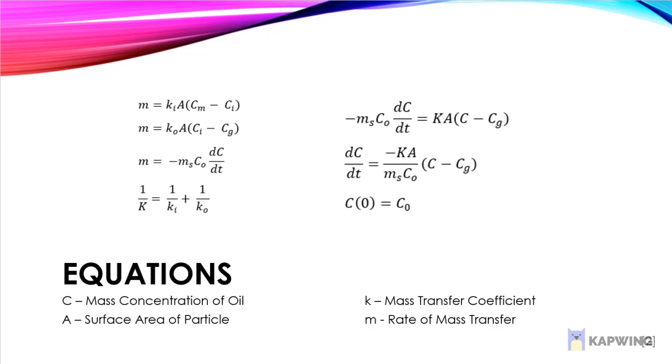And we can rearrange these such that we get dC over dt, basically the rate of change of the concentration of oil within the ginger particle, equals a constant related to the surface area times the difference between the concentration of the oil in the particle versus that in the CO2. And so basically this model will tell us what the concentration of the oil is within the particle, so it should go down over time.